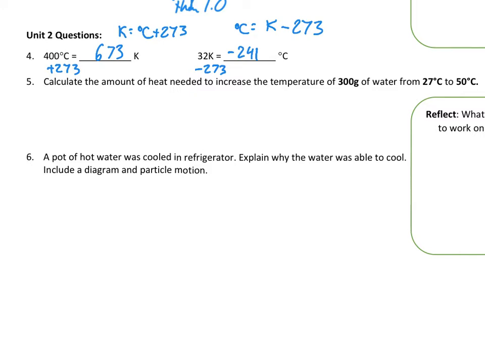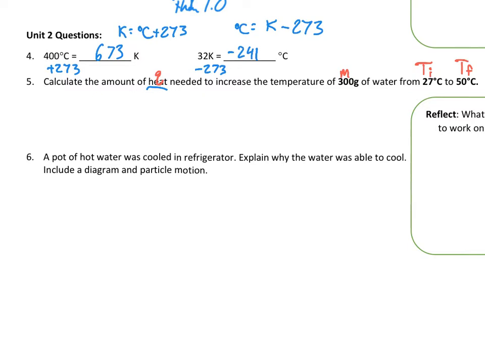Okay, next question. Calculate the amount of heat needed to increase the temperature of 300 grams of water from 27 degrees Celsius to 50 degrees Celsius. So let's try and label everything here. The amount of heat is Q. Increase the temperature of 300 grams. That is a mass. I have a temperature of water from 27 degrees Celsius, so that's where I start. And I'm going to 50 degrees Celsius, which means that is where I am finishing. So I see Q, I see M, and I see my two temperatures.